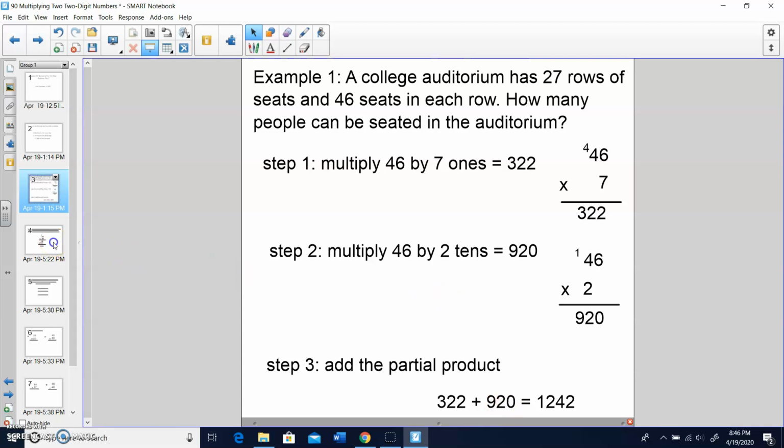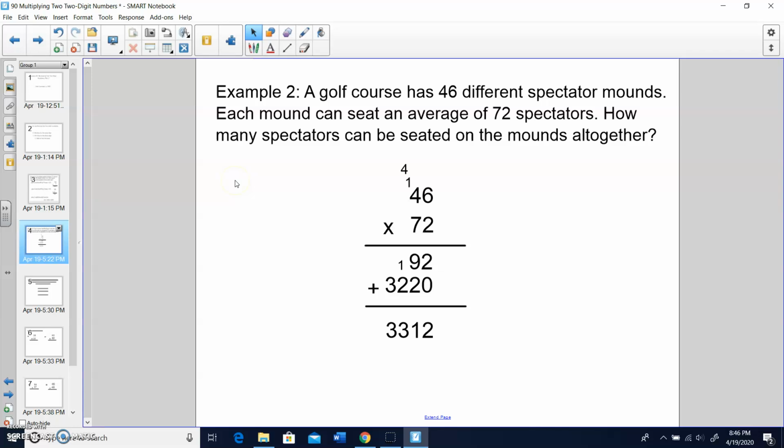Okay, let's try another example. Example 2. A golf course has 46 different spectator mounds. Each mound can seat an average of 72 spectators. How many spectators can be seated on the mounds altogether? Okay, so I have my 46 mounds, 72 spectators, and I am multiplying those together.